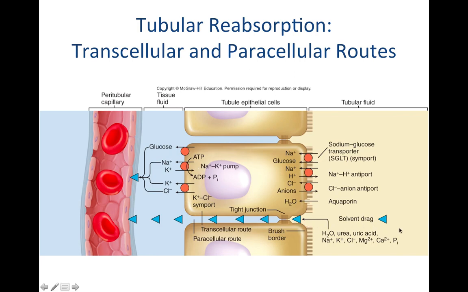Some substances are also taken between cells, and this is the paracellular route. They go between the cells to go to the bloodstream that way. And this is often what happens with solvent drag. As you have a lot of water that is leaving, it tends to drag some of these other substances along. But a lot of the time we're going to be focusing and learning more about the transcellular route. But you can go between the cells as well.